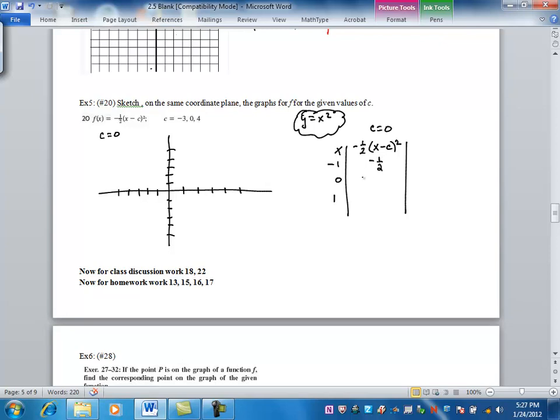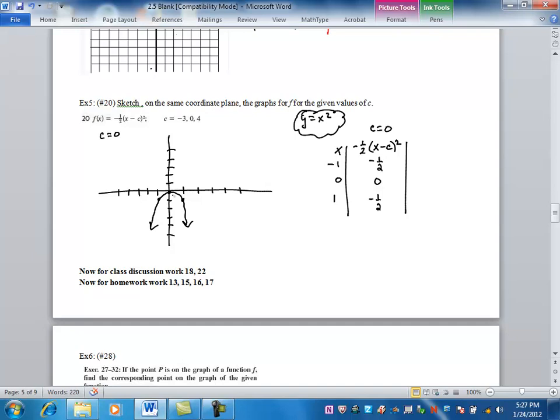0 is going to be my next input value. 0 minus 0 is 0. Of course, we square that, we get 0, and we multiply by -1/2, we get 0. And then we put 1 minus 0 in here. 1 squared, of course, is 1 times -1/2. So we've got something that looks similar to this. You'll notice the vertex, well, we haven't talked about the vertex yet in this class, but we will soon enough in the next session.